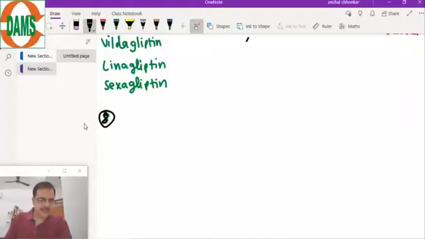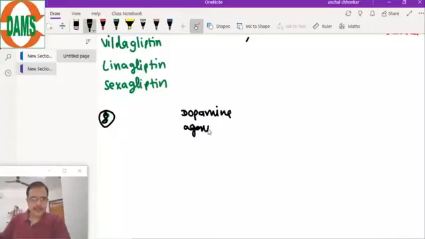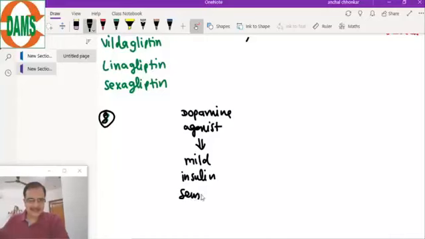That agent is a dopamine agonist. It is a mild insulin sensitizer. So dopamine agonist. Dopamine agonist is a mild insulin sensitizer.